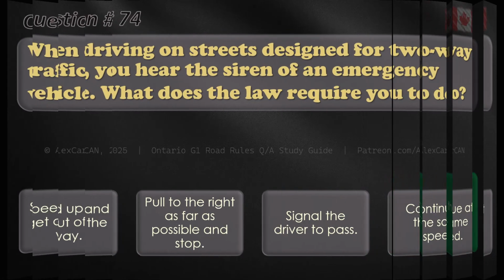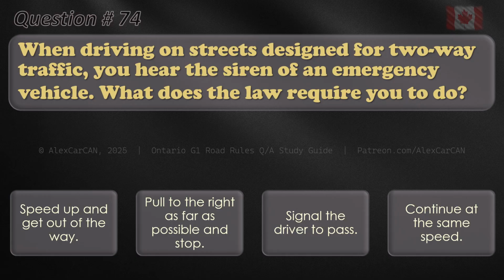Question number 74. When driving on streets designed for two-way traffic, you hear the siren of an emergency vehicle. What does the law require you to do? Speed up and get out of the way. Pull to the right as far as possible and stop. Signal the driver to pass. Continue at the same speed. The correct answer is pull to the right as far as possible and stop.